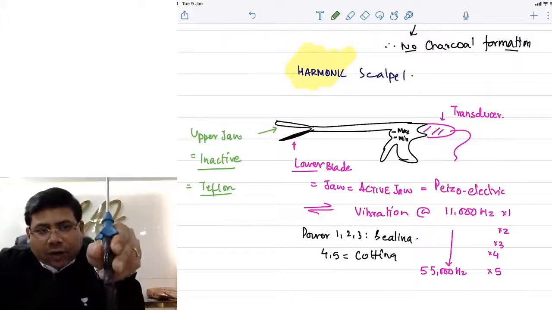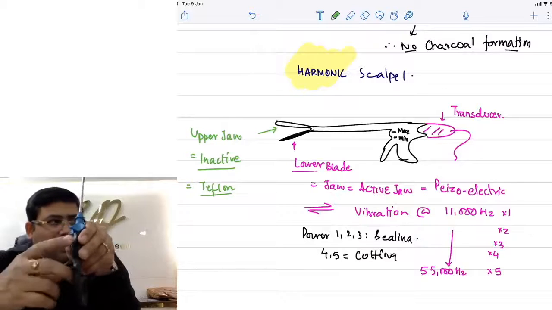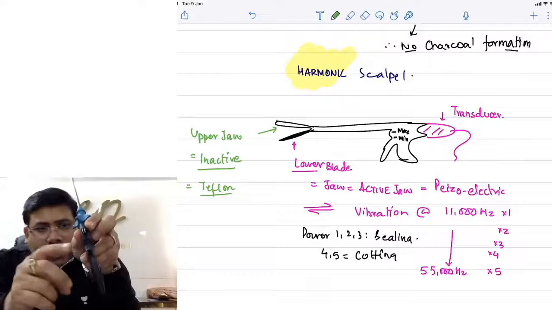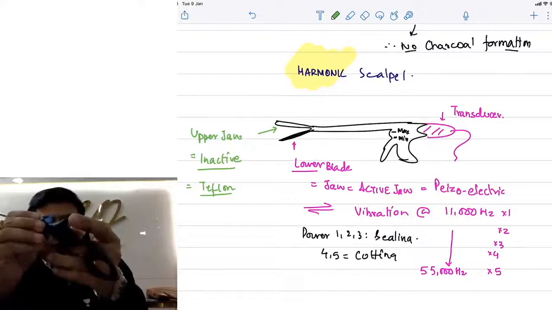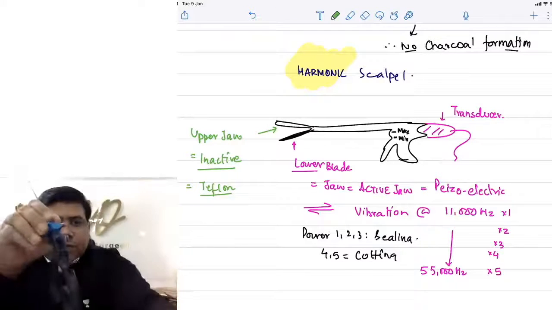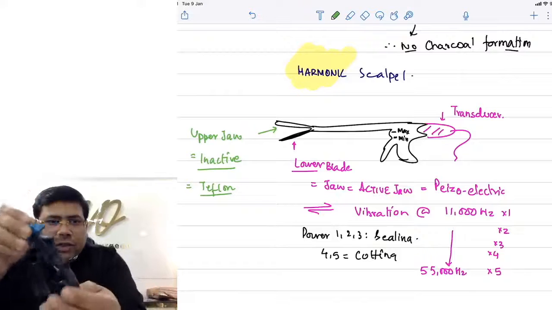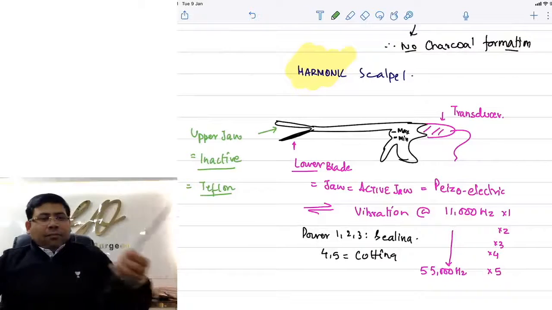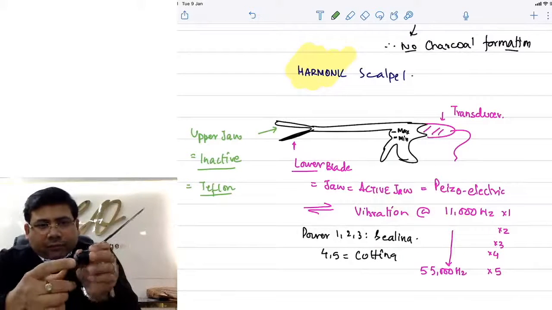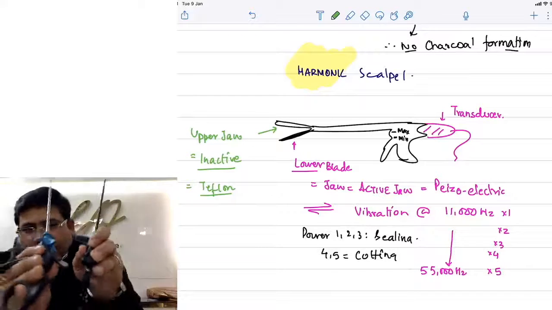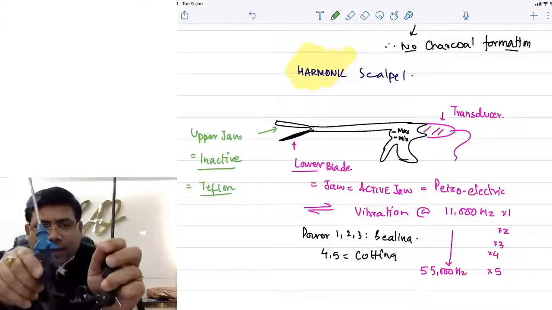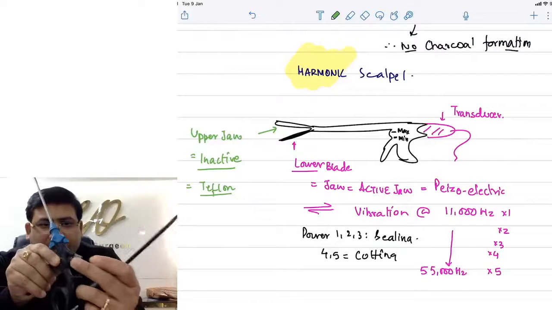Can you see how you identify it's a bipolar? Just see, there are two jaws here, there are two poles. One is this electrode, and one is this electrode. So there are two electrodes. I hope that's visible. Conventional monopolar has only one end, whereas a bipolar laparoscopic instrument has two electrodes, one on this side, one on this side.